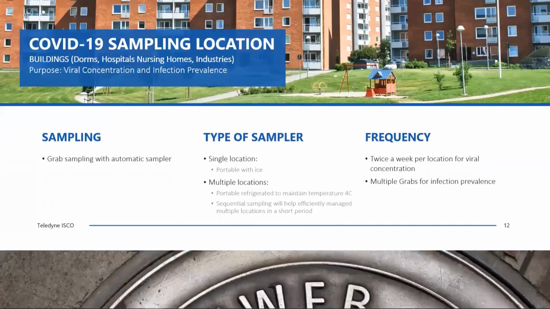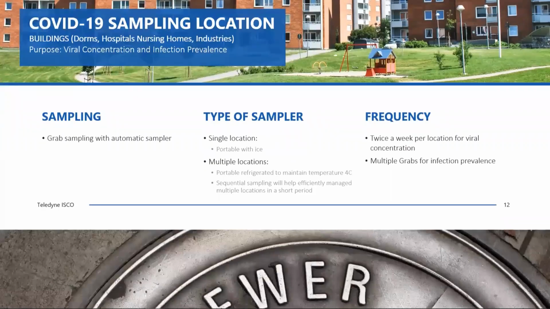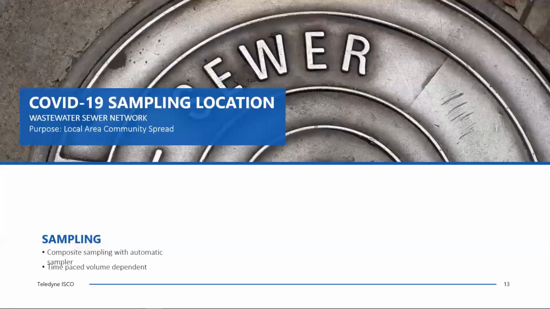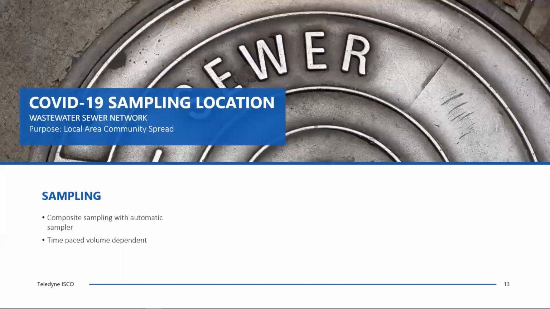The next sampling location would be within the wastewater sewer network. And the purpose of this would be to determine local area community spread within specific neighborhoods. The composite sampler with an automatic sampler method would be used in these locations. And the programming would typically involve time-paced samples with volume-dependent sample delivery. This would be a portable sample with ice or gel packs utilized to chill the sample.